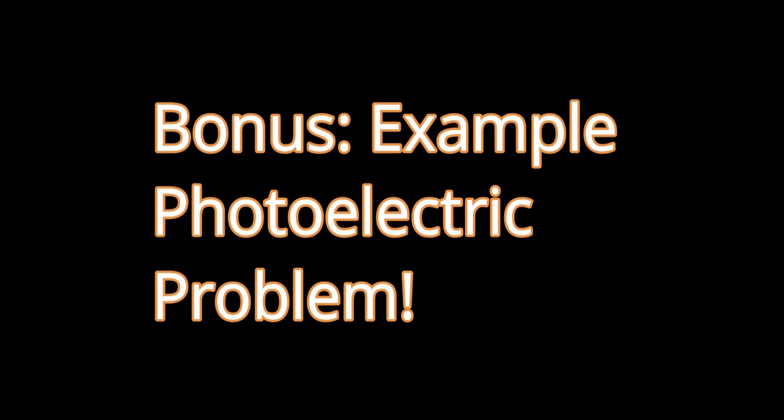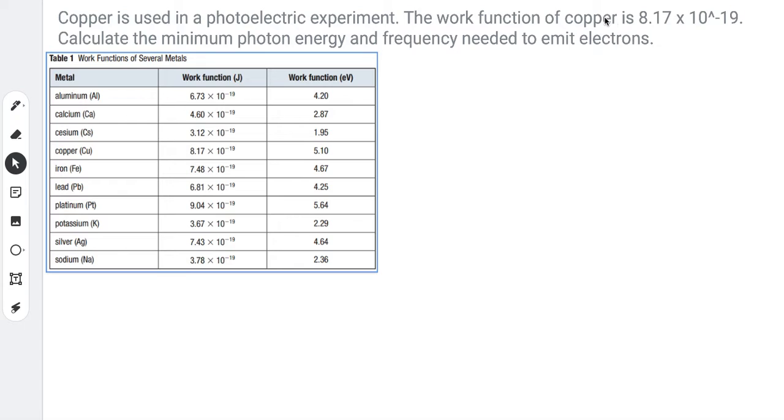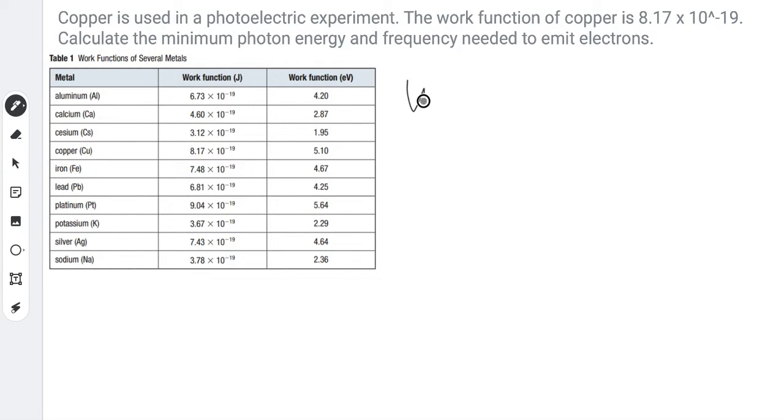And as a bonus, I'm going to be solving an example photoelectric problem. So the question is: copper is used in a photoelectric experiment. The work function of copper is 8.17 times 10 to the power of negative 19 joules. Calculate the minimum photon energy and frequency needed to emit electrons.